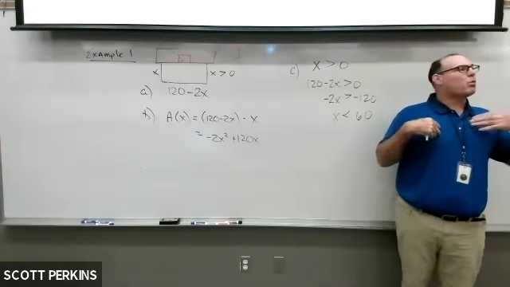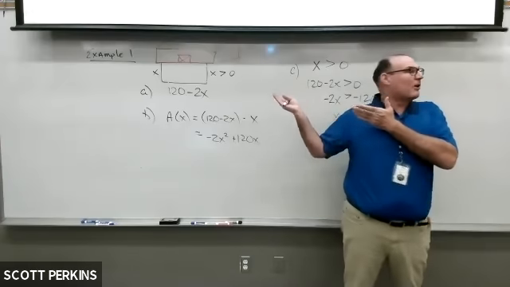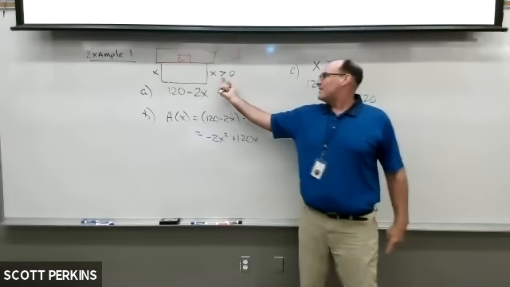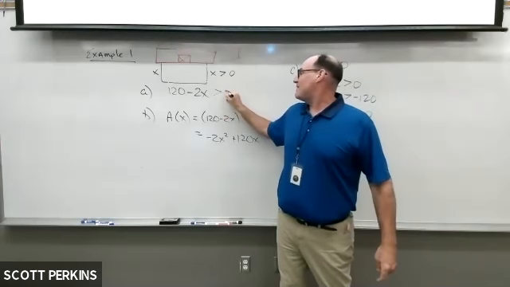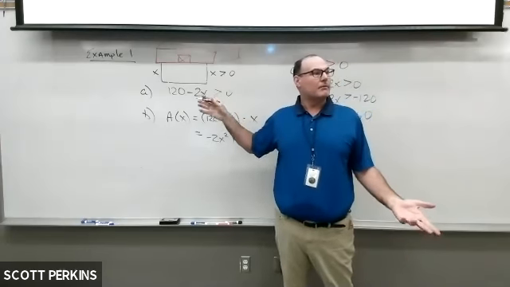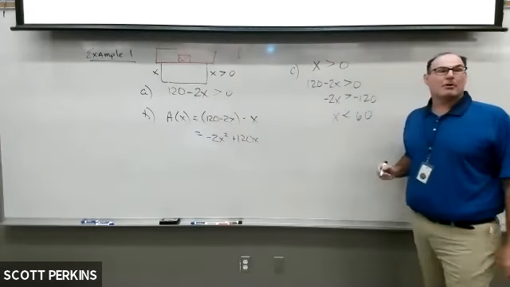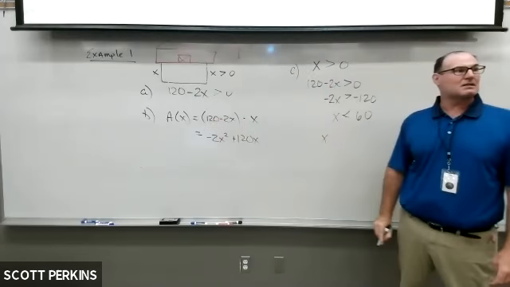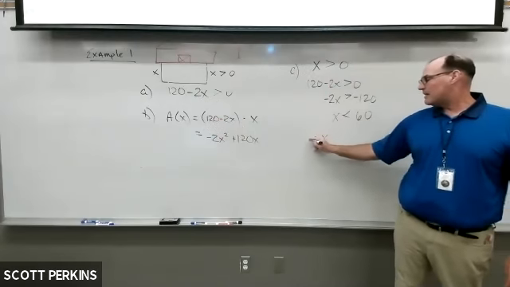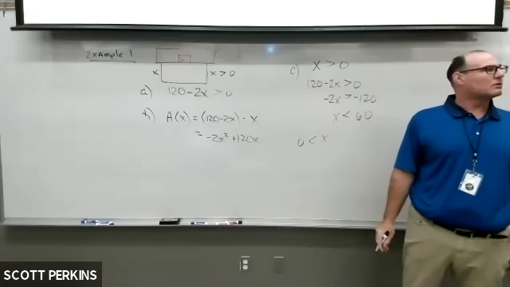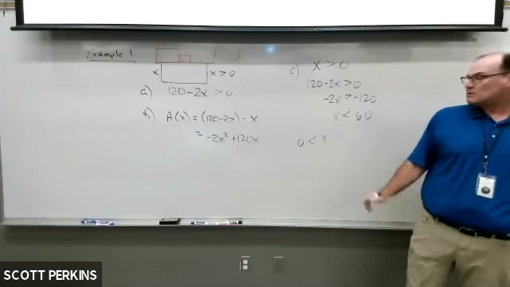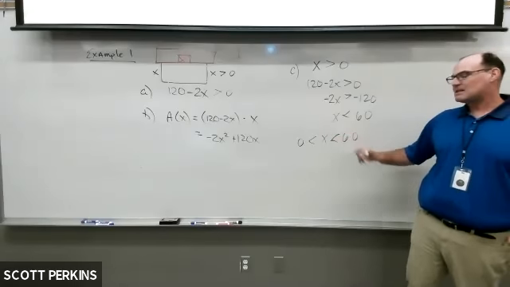So when you're asked, what are the constraints for our farmer? Well, this side has to be bigger than 0, and this side has to be bigger than 0. So this is how I'm going to summarize this. This means my values of x have to be bigger than 0. That's the lower bound. Can't be negative, can't be 0. Then they have to be less than 60. That's the upper bound.